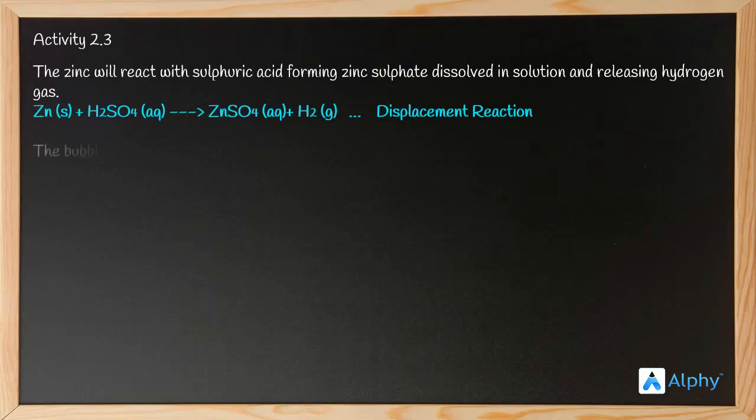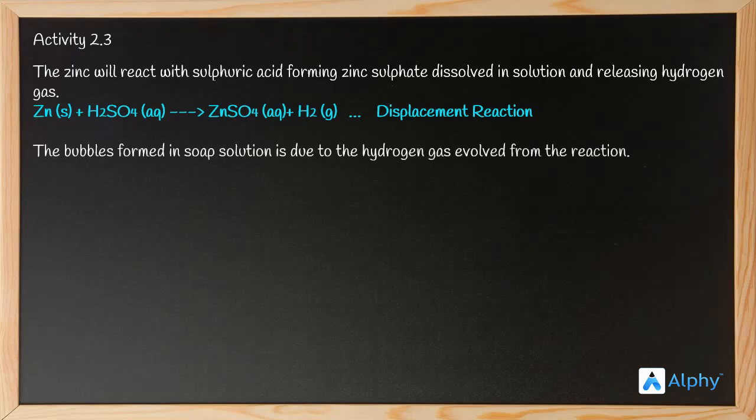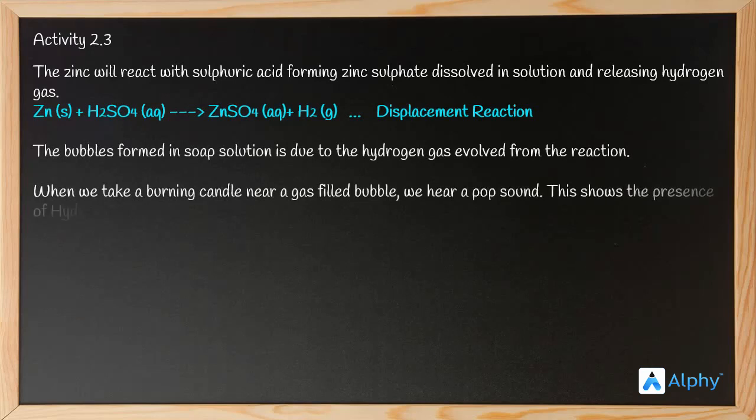Now the bubbles formed in the soap solution are due to this hydrogen gas which is evolved from the reaction. When we take a burning candle near a gas filled bubble, we hear a pop sound. This shows the presence of hydrogen. So this is how hydrogen is identified in many reactions. This is just a way to know whether any gas is hydrogen or not. When we take this burning candle near the gas filled bubble, we hear the pop sound. This pop sound shows that the gas present is hydrogen.